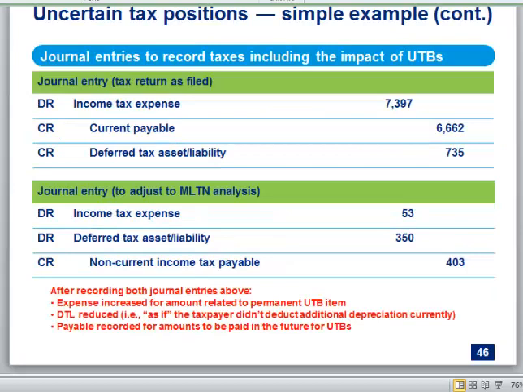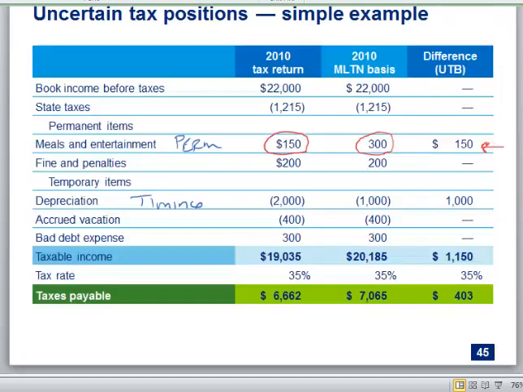Okay, so if we were thinking of journal entries and how to book the FIN 48 effect of this, you kind of have to follow the numbers here a little bit. But the payable on a return basis is the $66.62, and we would owe $403 more on a FIN 48 basis.